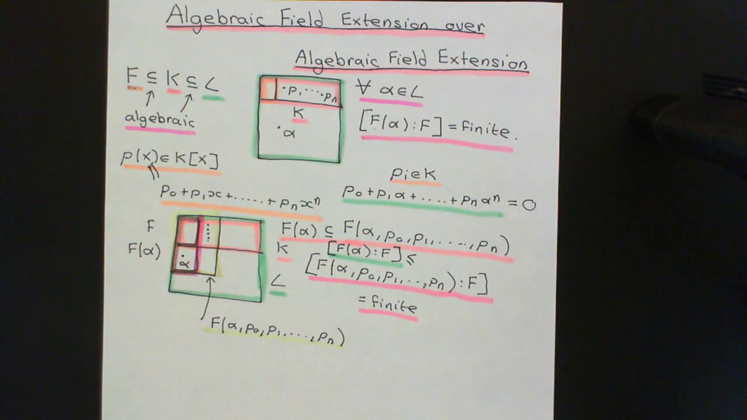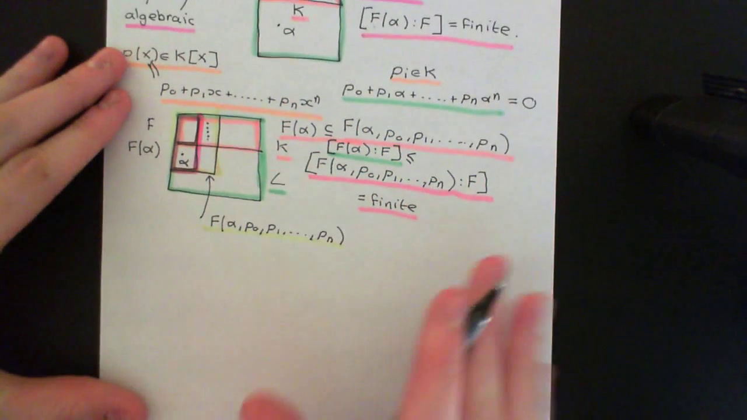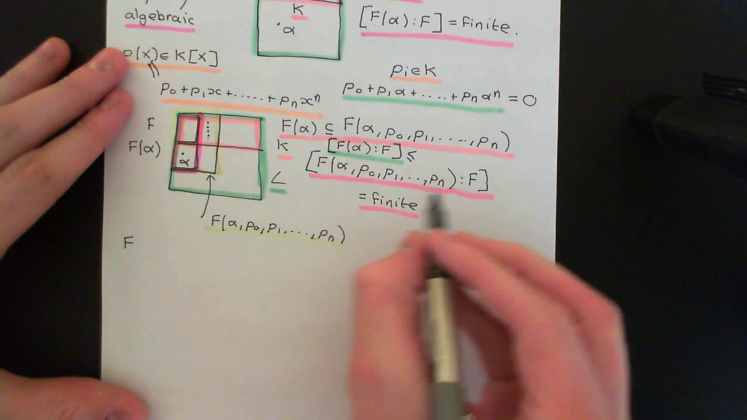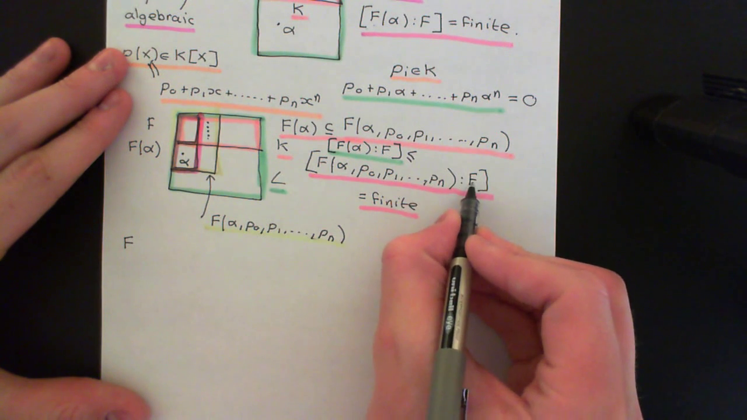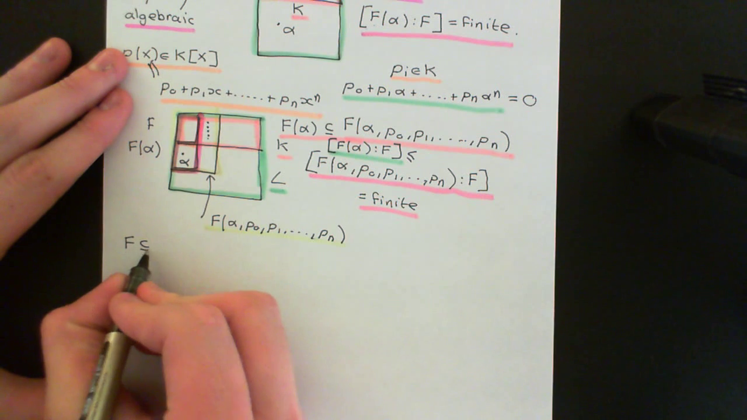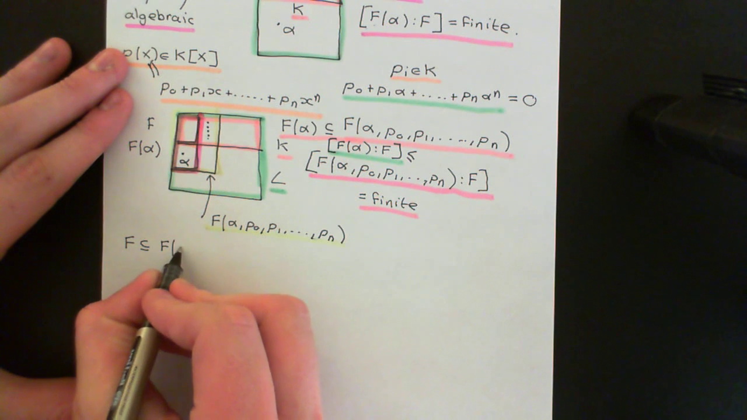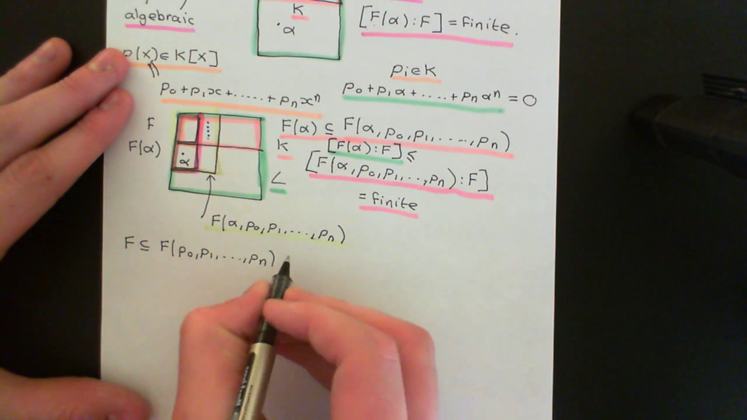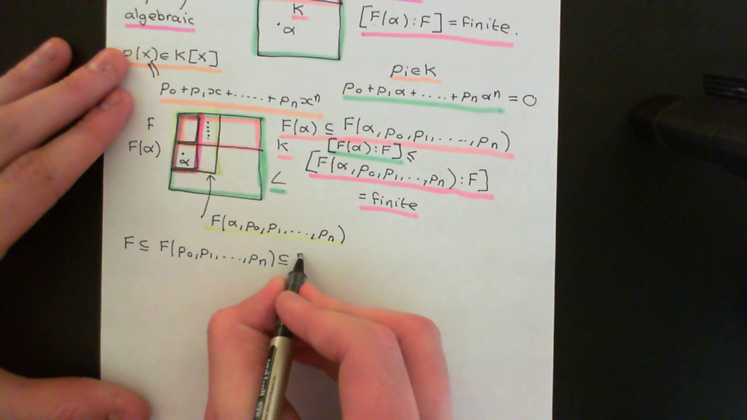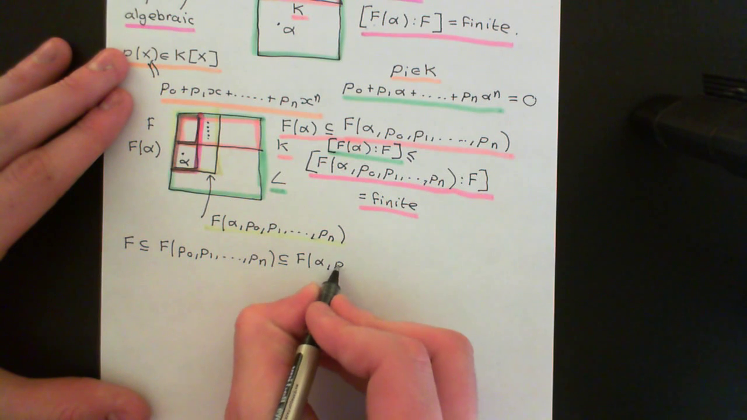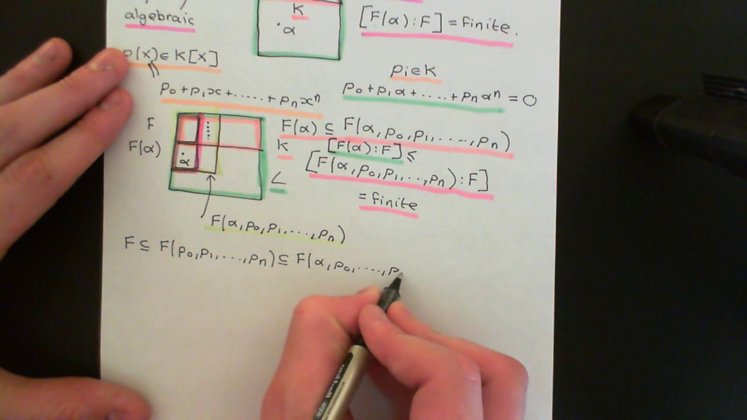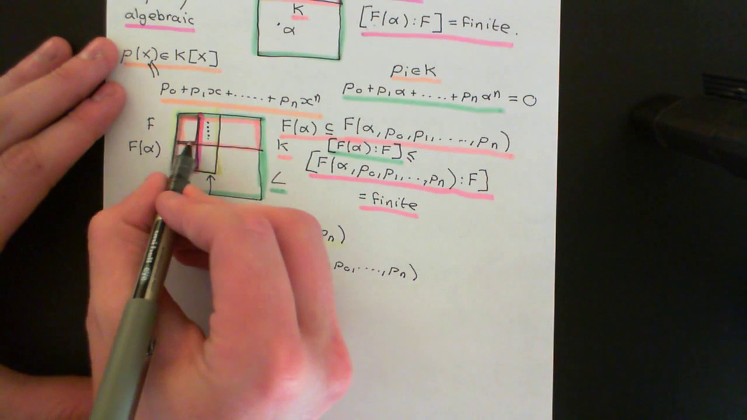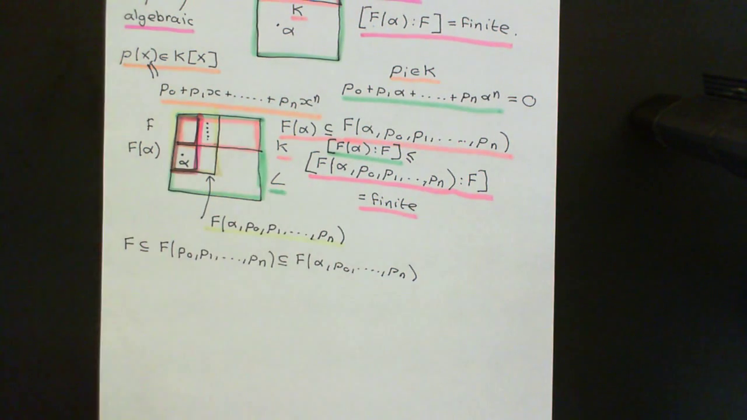You might be getting totally fed up with the number of different field extensions of F that we're talking about, but we're now going to find one that's in between these two. So we're going to find an intermediate field extension of F that's in between F and this, and the one that I want you to look at is the field extension of F that contains P0, P1, all the way up to Pn, but not alpha this time, and I claim that that will be contained within the field extension of F that contains alpha, P0, all the way up to Pn. On the picture you could imagine that it's this box here, and I'll just highlight that in.